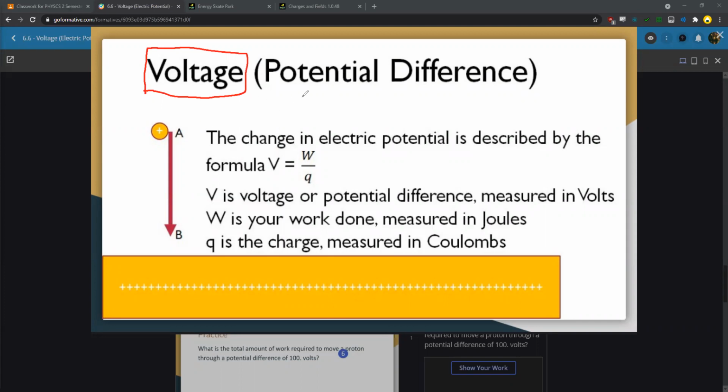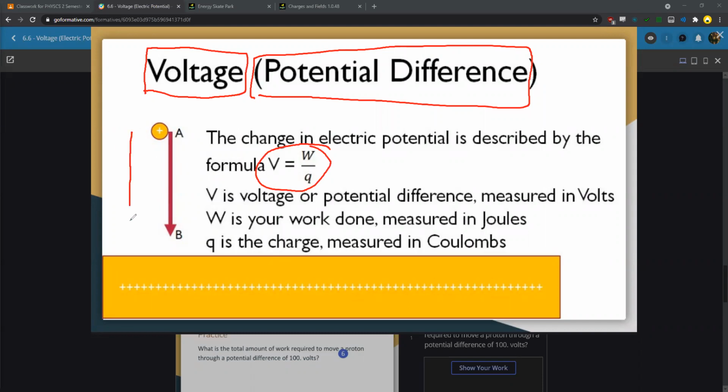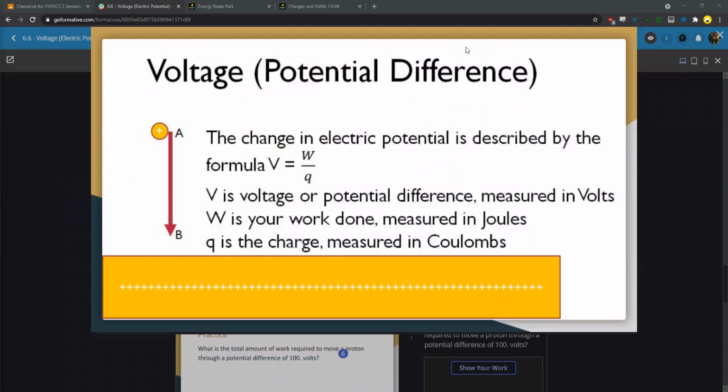So voltage, which is essentially your potential difference, is defined by the formula V is equal to W over Q. Because you need to do work, right, to move a charge somewhere. You need to apply a force over a displacement, and you know that work is force times displacement. W is work done, Q is charge, V is voltage. Voltage is potential difference, guys. They're the same thing.